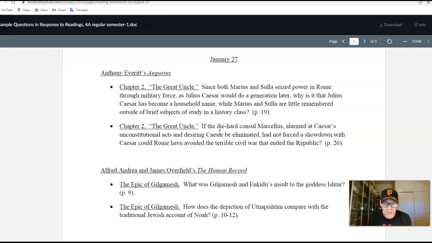So in this case, a sample we see from Chapter 2, the great uncle, says both Marius and Sulla seized power in Rome through military force, as Julius Caesar would do a generation later. Why was it that Julius Caesar has become a household name while Marius and Sulla are little remembered outside of brief subjects of study in a history class? There you go. By the way, you're like, I don't know the answer to that.